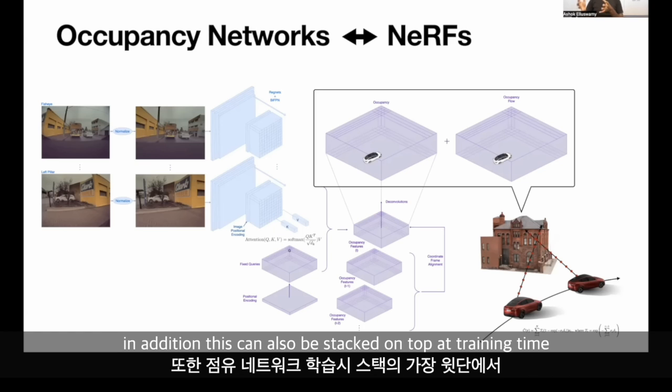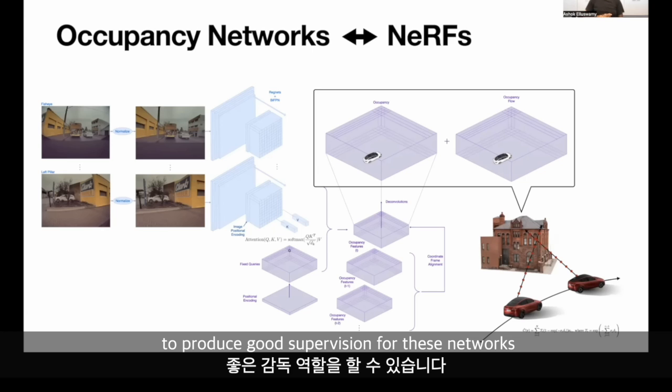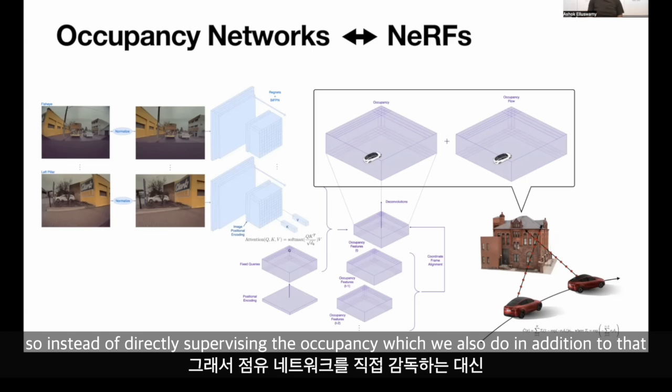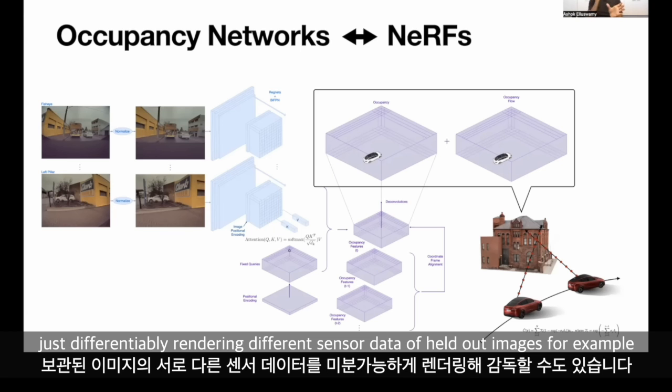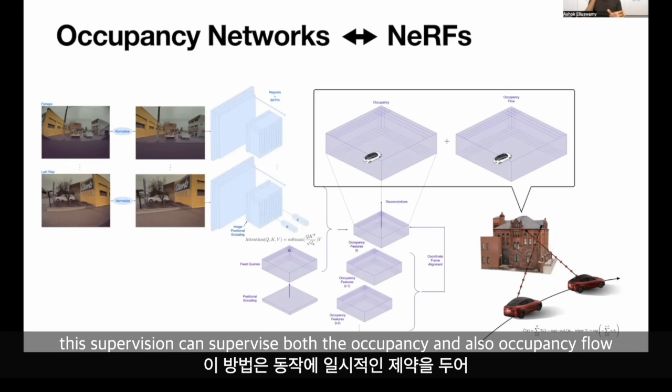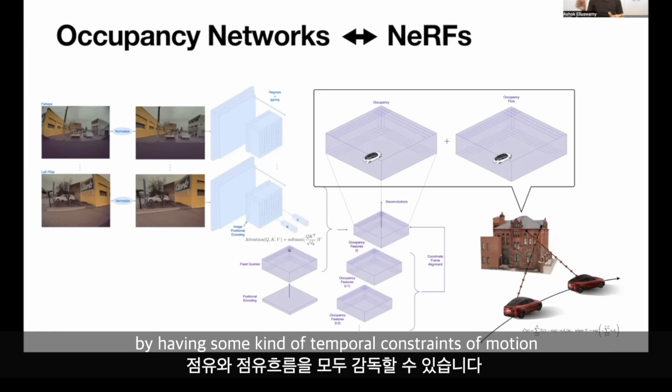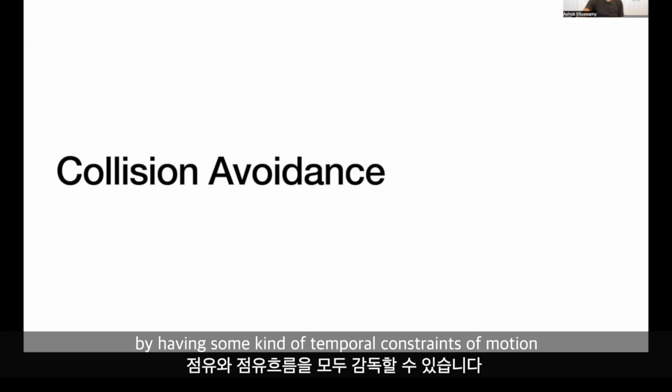In addition, this can also be stacked on top at training time to produce good supervision for these networks. So instead of directly supervising the occupancy, which we also do, in addition to that, we can also supervise by just differentiably rendering different sensor data of held out images, for example. This supervision can supervise both the occupancy and also occupancy flow by having some kind of temporal constraints of motion. So that's everything.